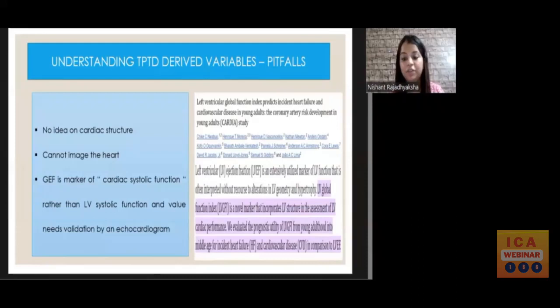Both the cardiac function index and global ejection fraction are load dependent markers. As we say in intensive care, if you increase the preload, it increases; if you increase the afterload, it will decrease. So they are not relatively independent markers of systolic function of the heart. Another important thing is, when we use this transpulmonary thermodilution technique, we have no idea about the cardiac structures. We cannot image the heart. Global ejection fraction, thus, is a marker of cardiac systolic function rather than LV systolic function.